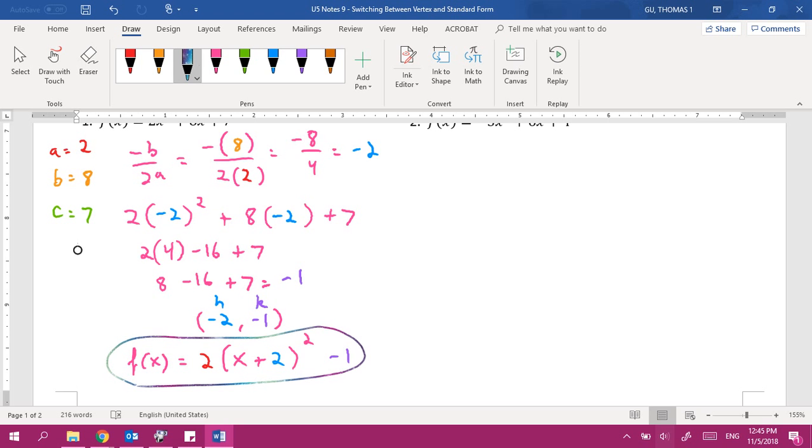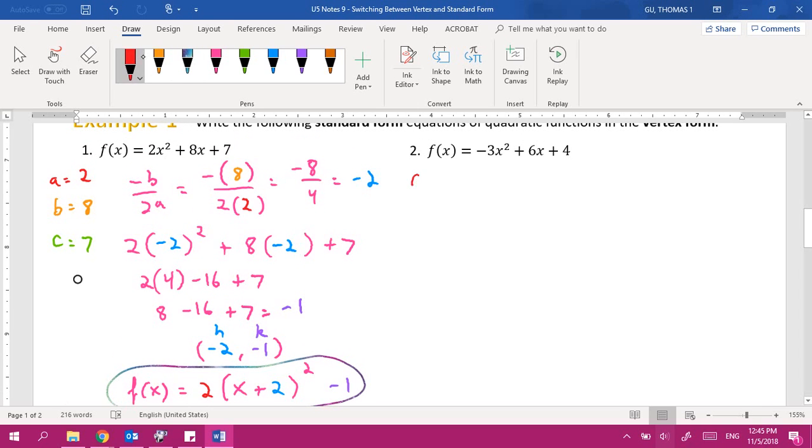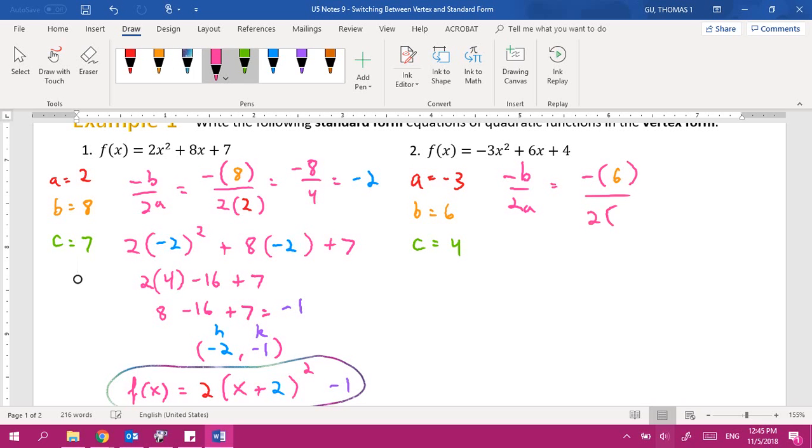Nice. There it is. All right, and let's do the other one as well. Number 2. What is a on this one? Negative 3. What's b? 6. And what is c? 4. Right. So we're going to use negative b over 2a to find our vertex. So that's going to be negative, what's b? Right. So negative 6 over 2 times, what's a? Negative 3, right? And so this simplifies to negative 6 over what? Which is? That's positive 1, right? Because negative 6 divided by negative 6 is positive 1.